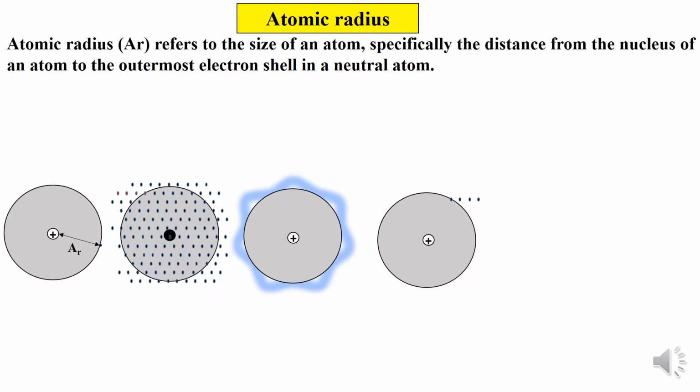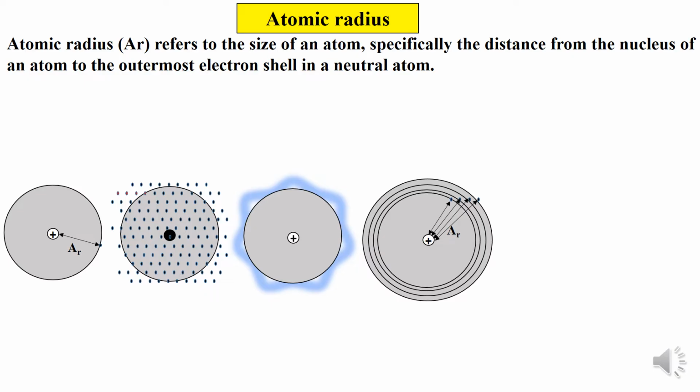And when you try and measure the atomic radius for these 4 different positions of the same electron, you will end up with 4 different atomic radii. So how do you approach this problem?